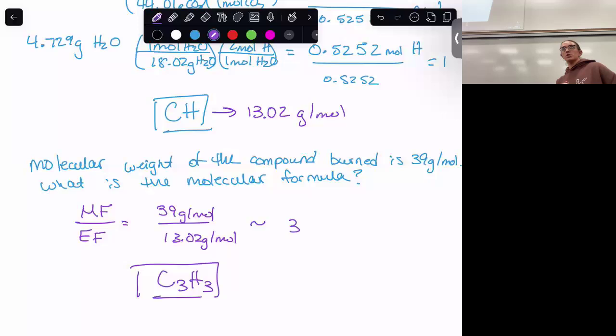Any questions there? Okay, does that make sense for empirical and molecular formulas? Does that help with those? Anything else y'all want to see from me today? Yep. Question. So when you do the net ionic equation, if it's a solid, you can't break it up.